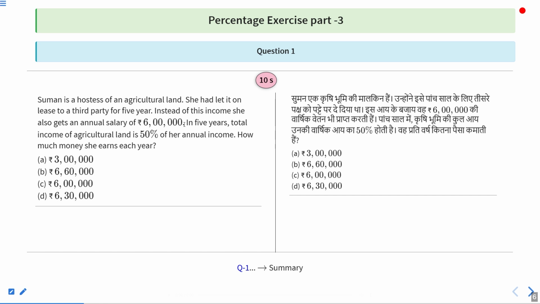Question is, Suman is a holder of an agricultural land. She had let it on lease to a third party for 5 years. Apart from this income, she also gets an annual salary of rupees 6 lakh. In 5 years, total income of agricultural land is 50% of her annual income. How much money does she earn each year? Options are given to you, A, B, C, and D.